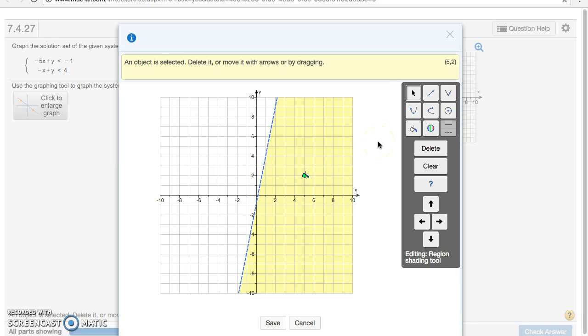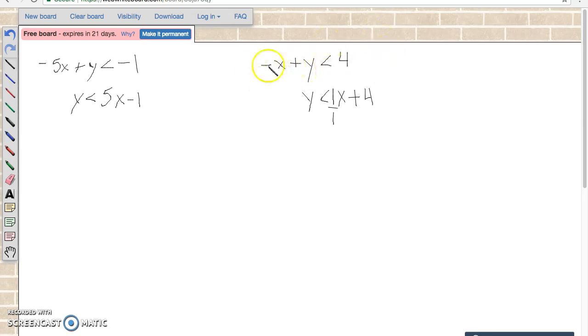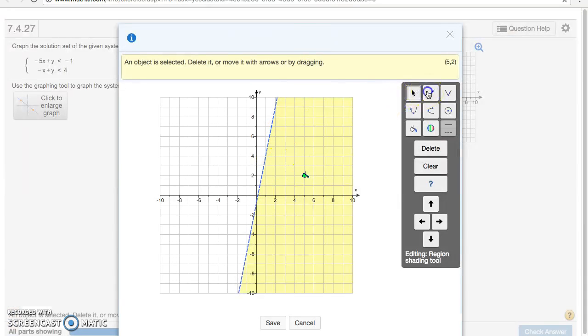Alright, now we're going to go back to the whiteboard for the second inequality, which is here. Our y-intercept this time is the positive 4, so we can go to our graph. Make sure you're on your line tool again and dashed. So I'm going to go on the y-axis up to positive 4 and plot one of my points there. And then my slope was positive 1 over positive 1, so I'm going to go up and to the right.